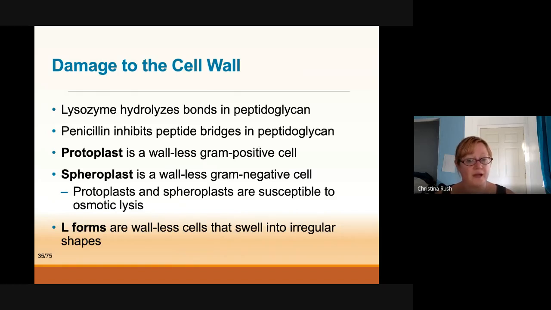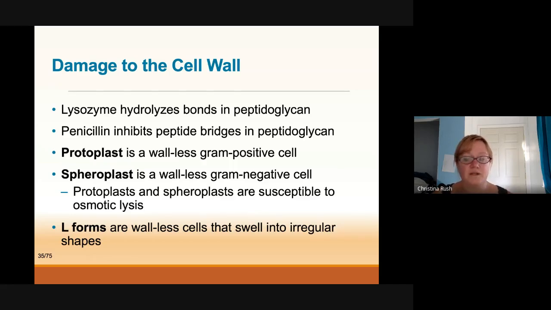A protoplast is a wall-less gram-positive cell. A spheroplast is a wall-less gram-negative cell. Both the protoplast and spheroplast are susceptible to osmotic lysis. So if a cell is in these stages and it doesn't have its cell wall on yet, it is susceptible.